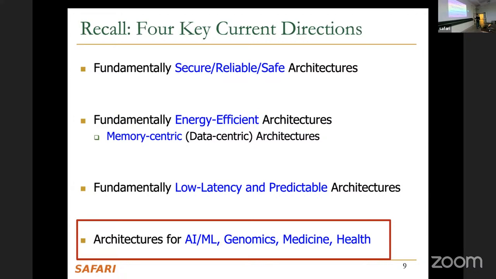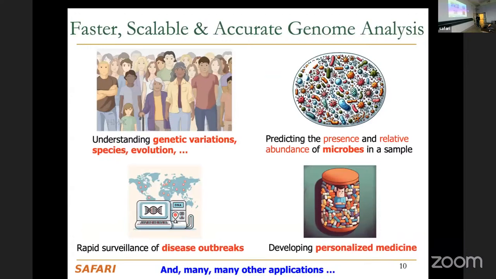So if you remember from the previous lectures, I guess, we showed you four key directions in our research group. And one of these key directions is essentially building architectures for important applications like AI, ML, genomics, medicine, and health. So tonight I'm going to be, again, as I said, mainly focusing on the genomics part of that direction.